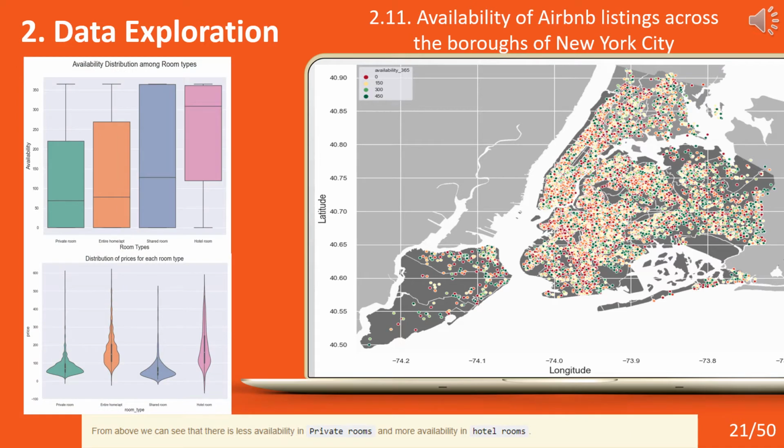In this plot, we see the availability of Airbnb listings across the boroughs of New York City. From the above plots, we can see that there is less availability in private rooms and more availability in hotel rooms.